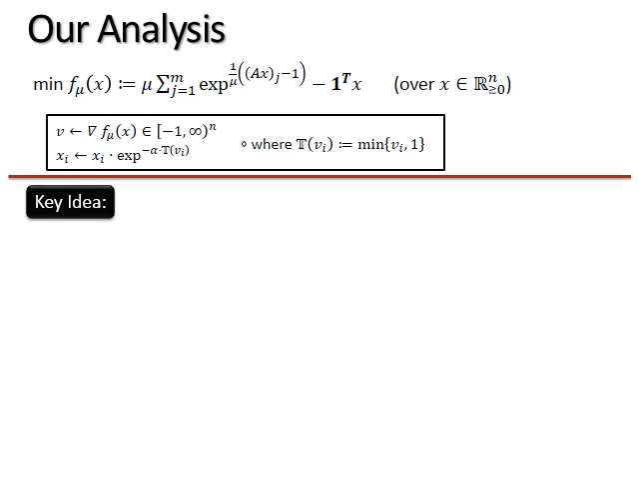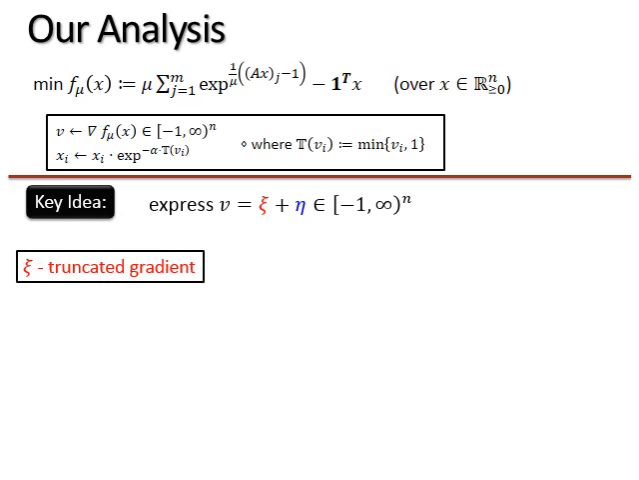The key idea is to decompose the feedback vector, or the gradient vector, into the summation of two components, Xc, the so-called truncated gradient, and eta, the so-called large gradient. Here, we only need to define Xc because eta will be the remaining part. So we define Xc_i for each coordinate i to be the truncation of v_i.